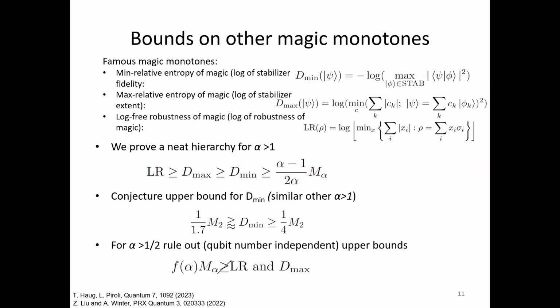So this is quite nice because then basically the upper and lower bound will squish them together, and you can use them to get an estimate on the min relative entropy, which alone is quite difficult to estimate because you have to run an optimization problem over the set of stabilizer states, which is numerically quite difficult. And for the case alpha greater than 1/2 of the stabilizer entropy, we rule out the existence of any lower bound that is independent of the number of qubits. So it is not possible to establish a lower bound.